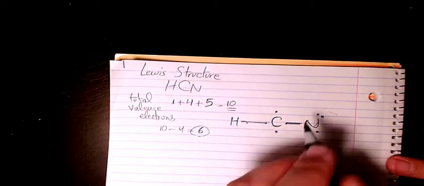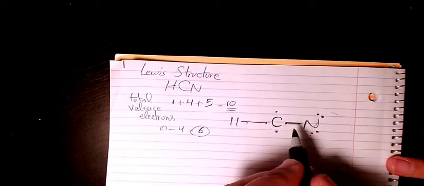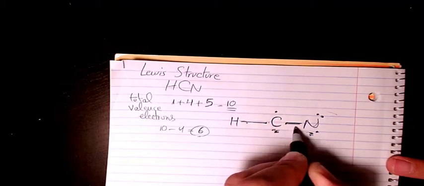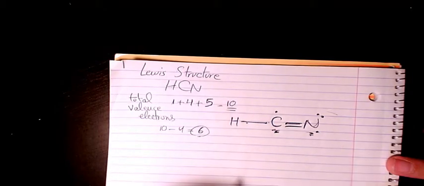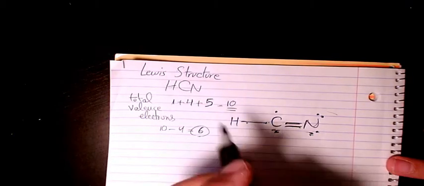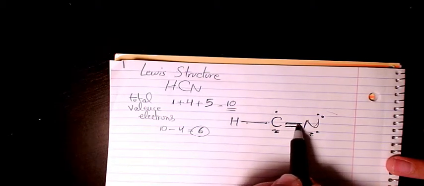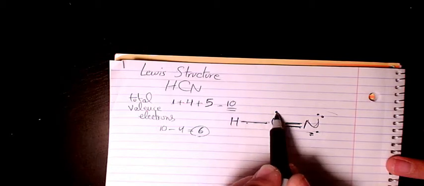So what should we do? We need to connect 2 of these electrons. So I take one of this and one of this and make it a double bond. When we make it a double bond, we check it again. For carbon, it's going to be 2, 4, 6, and 7 electrons.